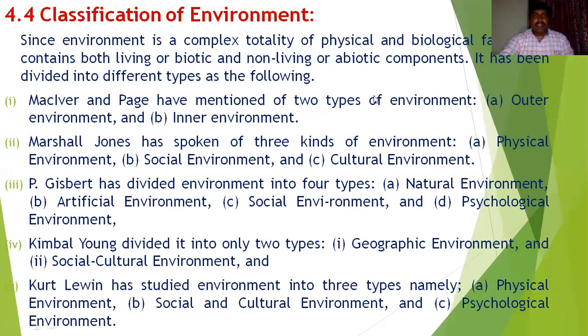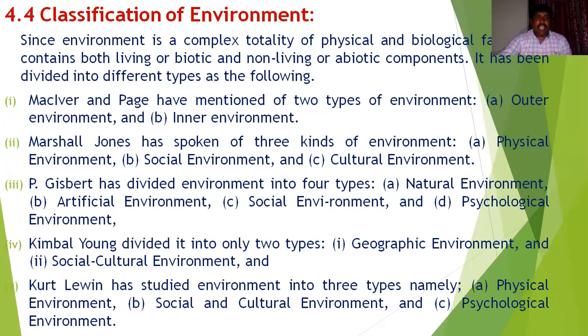Since environment is a complex totality of physical and biological factors, it contains both living or biotic and non-living or abiotic components. It has been divided into 5 different types based on various parameters.